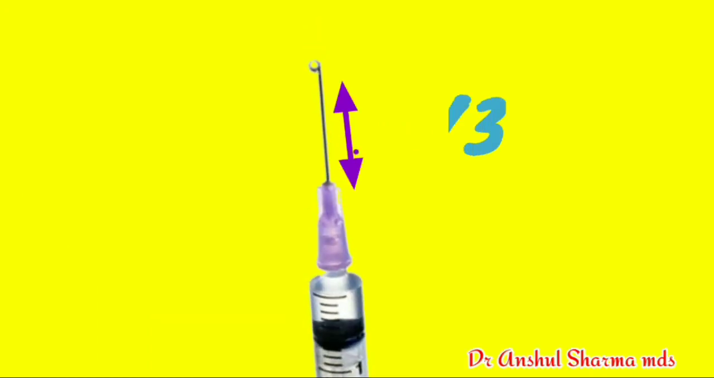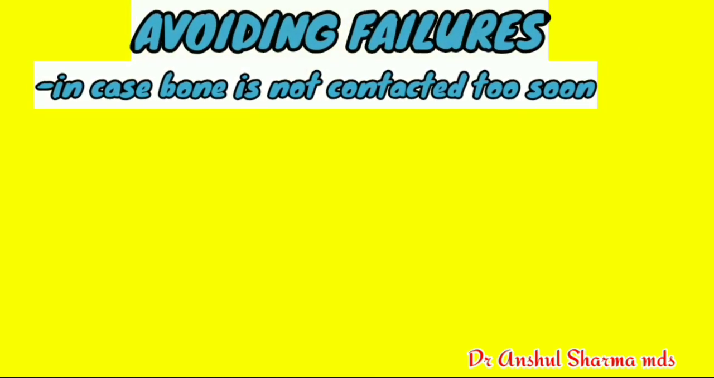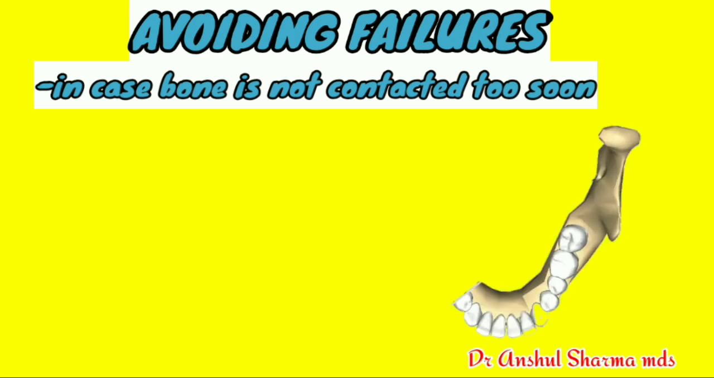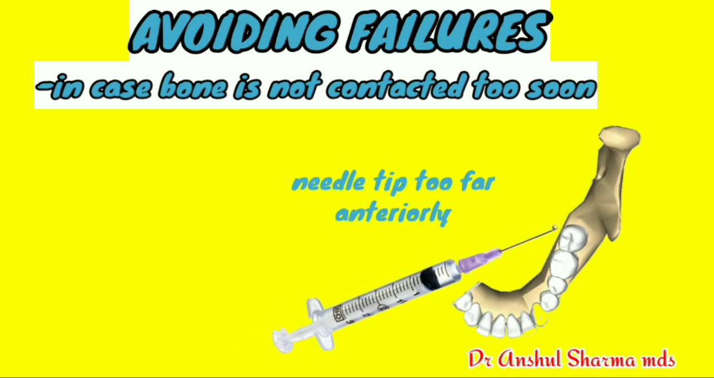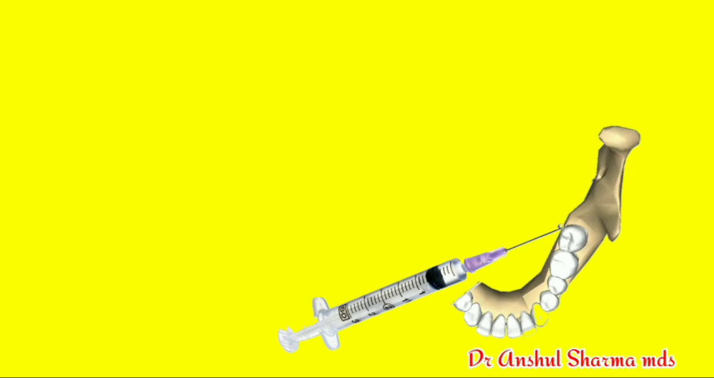In case the bone is contacted too soon, or at less than half of the length of a long dental needle, the needle tip is usually located too far anteriorly, or I should say laterally, on the ramus.